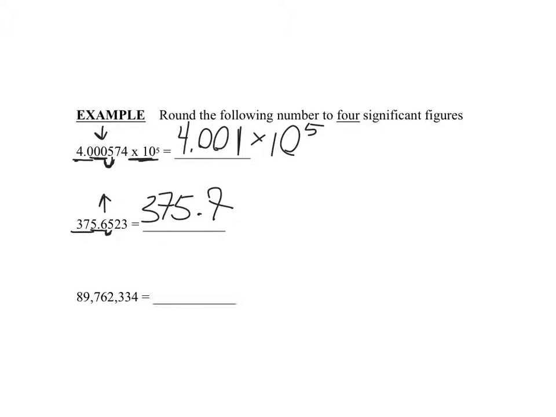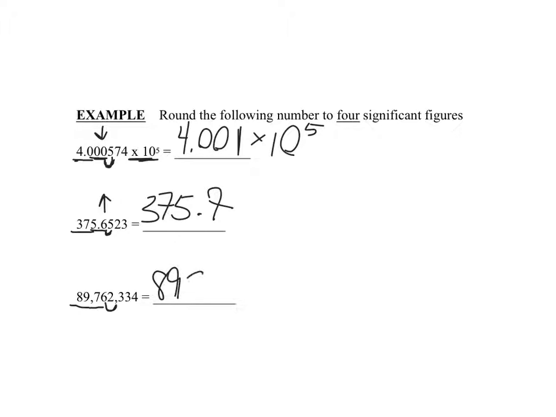Last but not least, 89,762,334. Same general process, right? The 8's going to count, the 9's going to count, the 7 and the 6, that's going to be 4. You'll look at your fifth number. There's a 2. Well, according to our rules, a 2 rounds down. So the 6 doesn't change.